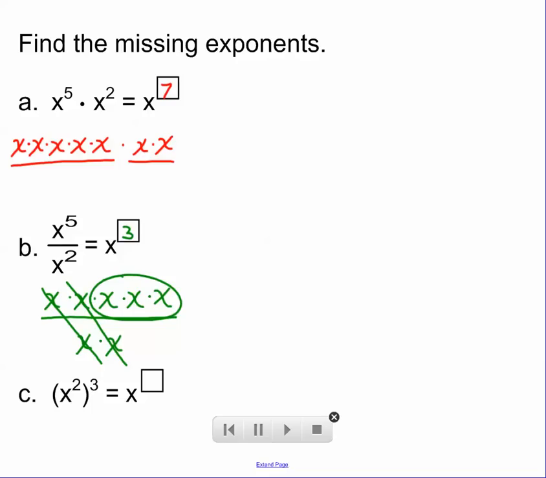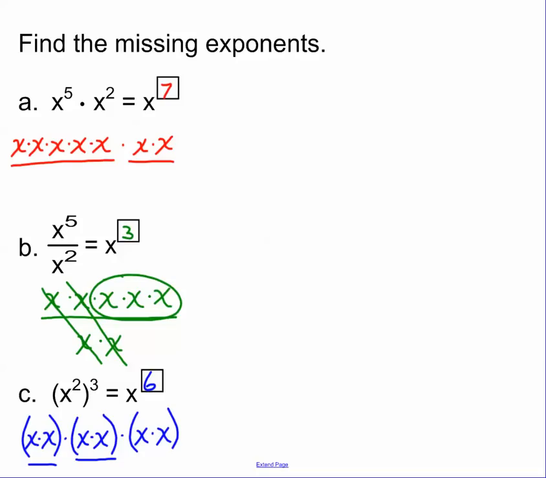Lastly, x squared raised to the 3rd power, that's going to be 6 because 2 times 3 is 6. When you're raising a power to another power, you multiply the exponents. Here's x squared, here's x squared, here's x squared. So this is x squared cubed. Notice we have 6 x's. Okay, so that's why the rules work.